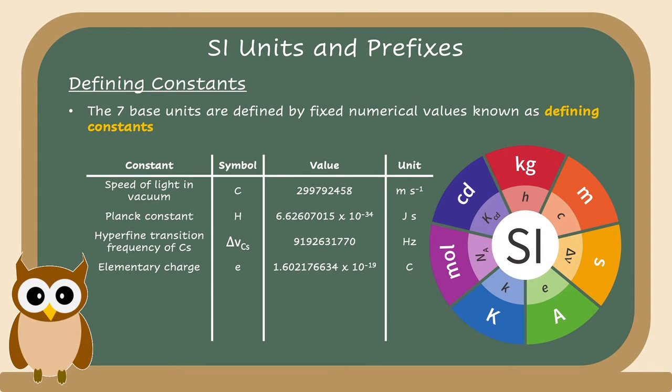Electric current is dependent on the elementary charge value of 1.602176634 times 10 to the power of minus 19 coulombs. Temperature is defined by the Boltzmann constant k equal to 1.380649 times 10 to the power of minus 23 joules per Kelvin.